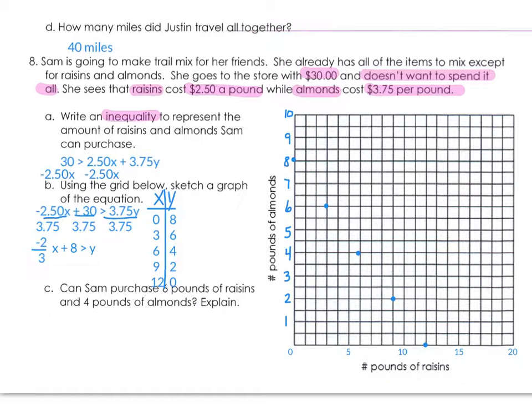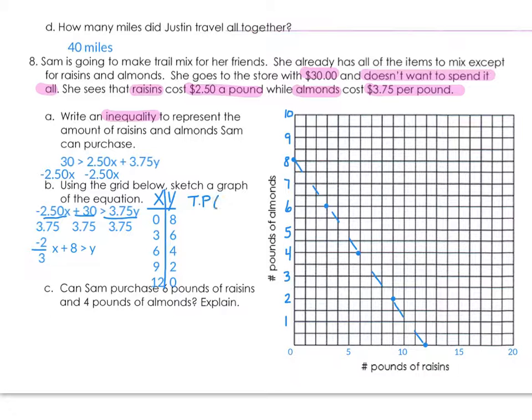Now I need to decide what type of line, and since it's y is less than, I'm just going to use a dotted line. And now I need to use a test point to decide where to shade. So I'm going to go back to the original. Remember that we always go back to the original. And I'm going to test the point 0, 0.